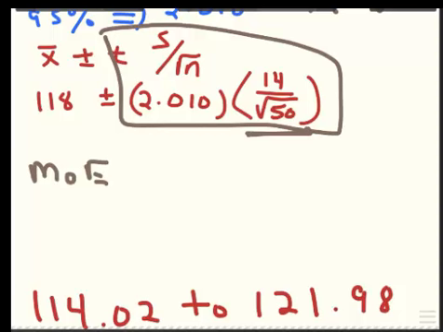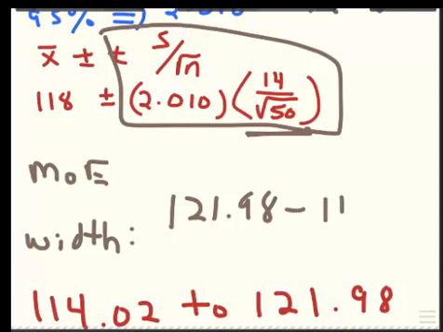And it could also ask you about the width of the interval. And that's just the whole width of the interval. If we had an interval that went from 114.02 to 121.98, it would just be 121.98 minus 114.02. And you can do the math on your own there. So just be careful when you're reading the multiple choice questions, when it asks you for standard error, margin of error, or width, that you get the right ones. And that'll be it for this video.